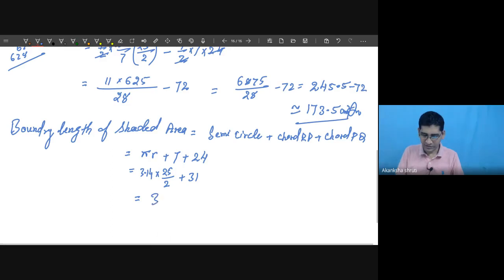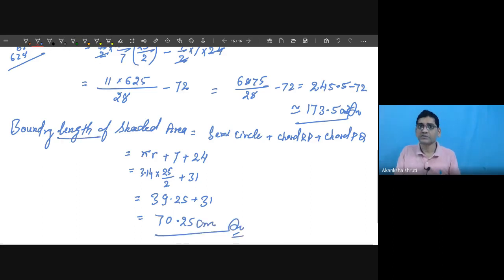So it is like our 39.25 plus 31. It's easy. So it is like our 70.25. The unit is our, this time it is the length, so unit will be the centimeter. It's so simple.